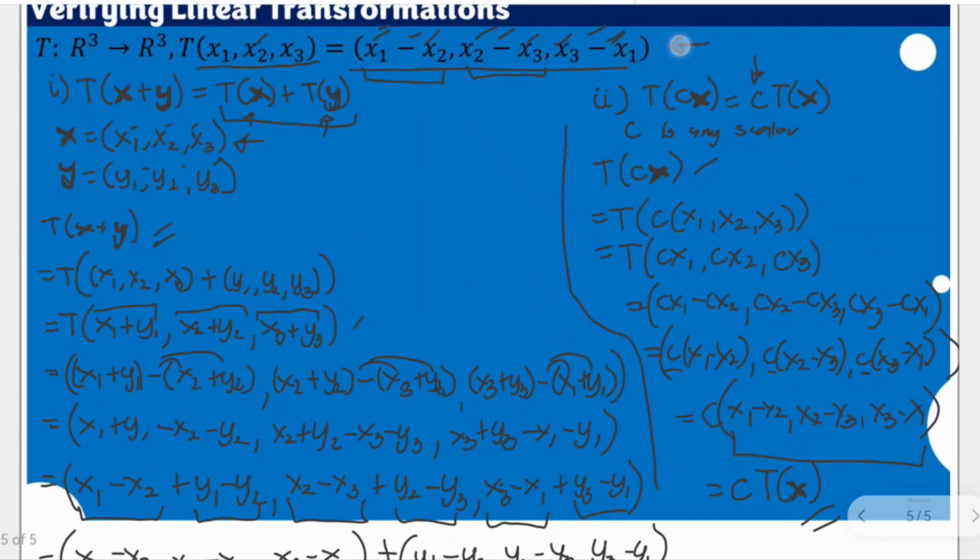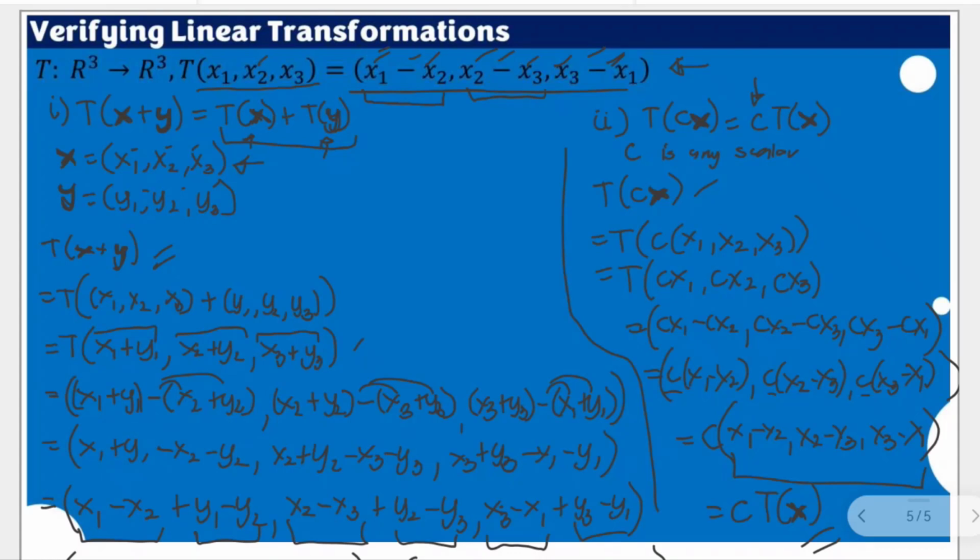Ultimately, this transformation is a linear transformation since we have satisfied both conditions.